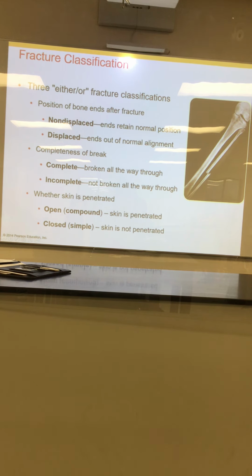Okay, a simple fracture is simple: it breaks and it stays in sort of where it's supposed to be. Compound fracture: bone breaks and protrudes through the skin. Okay, protrudes through the skin.